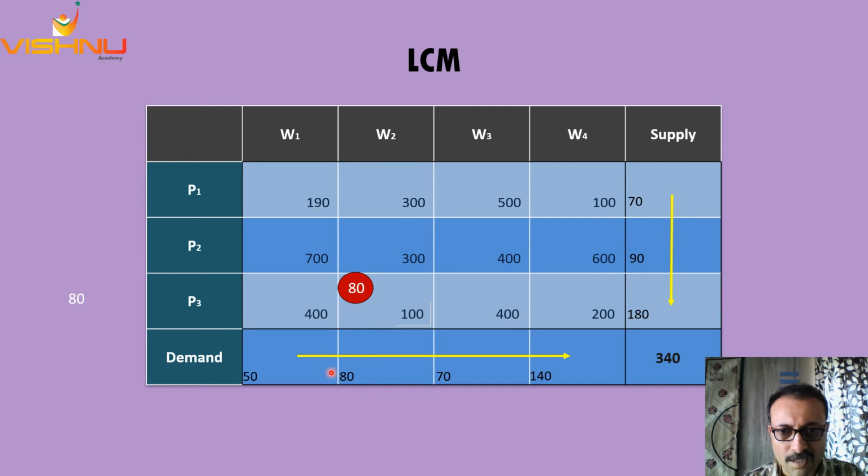There were totally 80 units out here, out of which we have identified or allocated the entire 80 out here. So this total gets reduced straight away by 80. 80 minus 80 comes down to 0. What happens to this total? Similar approach. 180 minus 80 comes down to 100. Now, as we can see, the total in the column W2 has come down to 0.